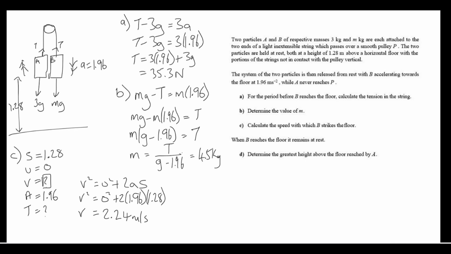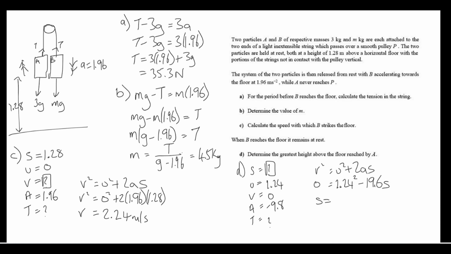So, our suvat variables: we're looking for the displacement, that's unknown. The initial velocity is the same 2.24 that we found in part C. The acceleration is now negative 9.8, and we do not know the time it takes. We're using v squared equals u squared plus 2as again, and we're going to substitute in, rearrange for s, and then grab our calculators. So s is going to equal 0.256 meters. So from the moment that the system breaks, particle A travels an additional 0.256 meters.